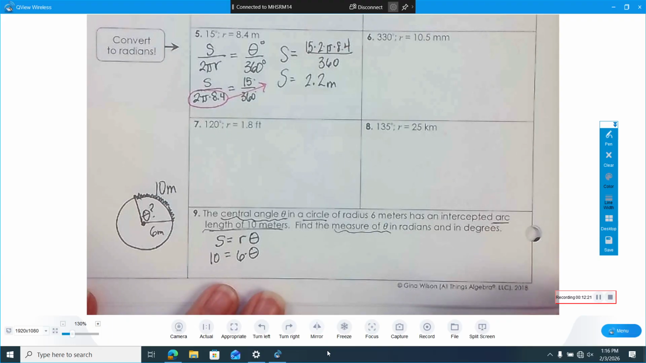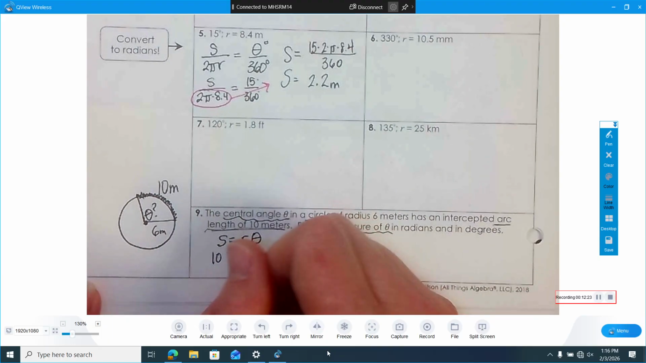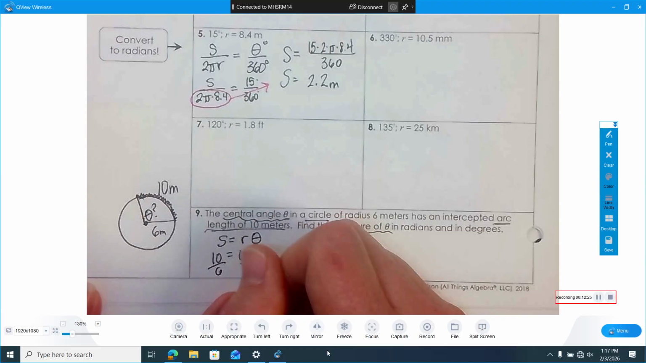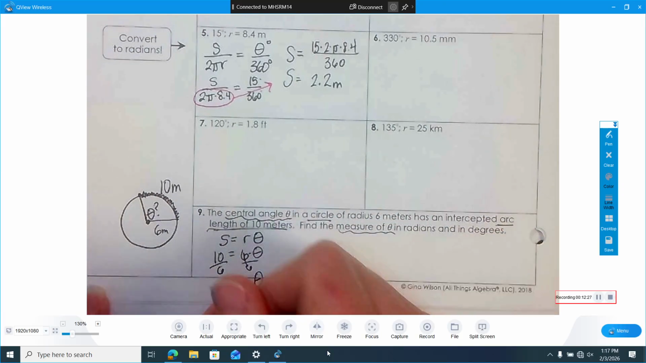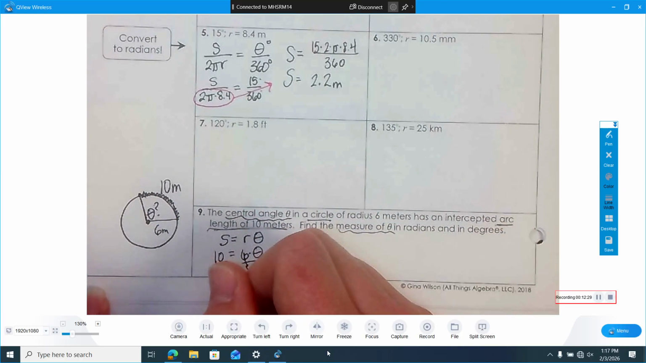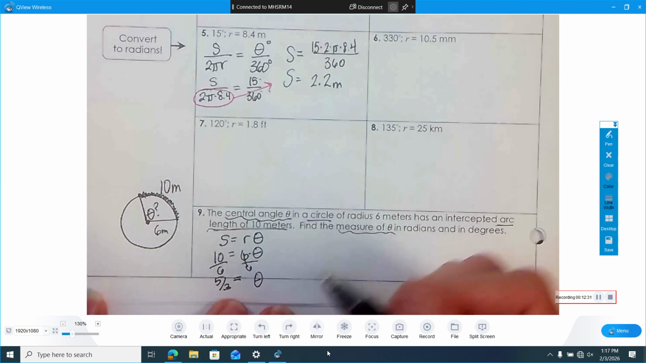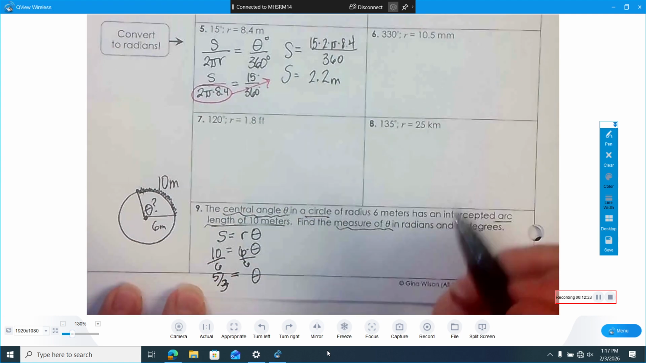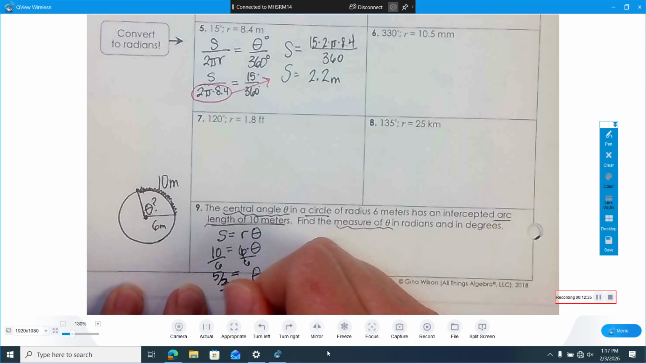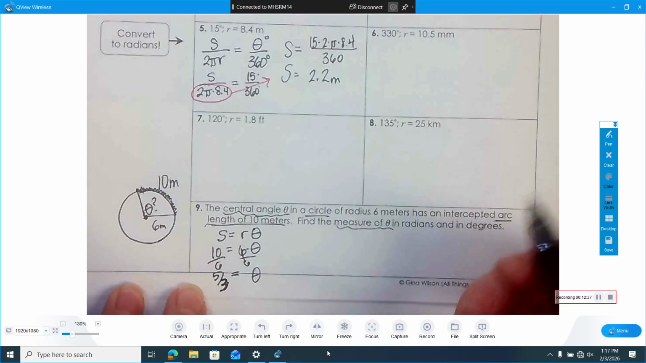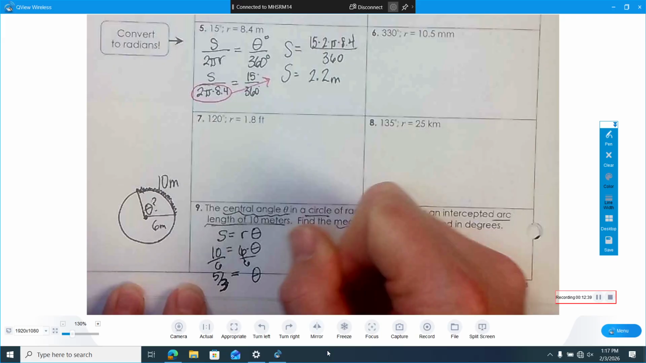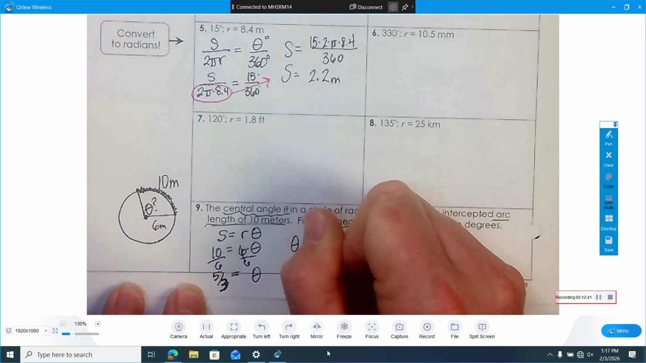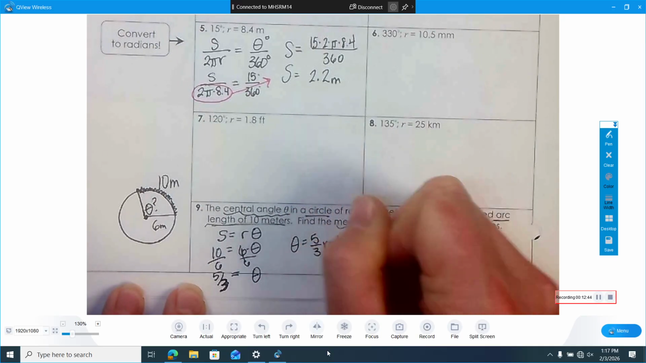And so I need to do what? Divide by 6. So I get theta equals 5/3. Okay, what unit is that in? Radians. Yeah, 5/3 radians. So theta equals 5/3 radians. You notice it doesn't have a pi in it?